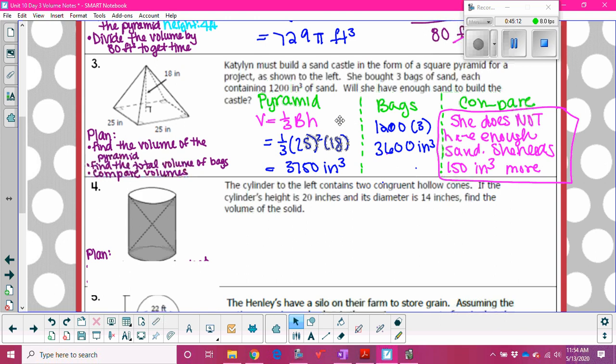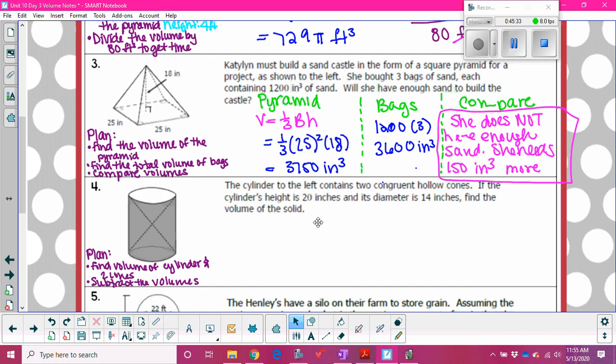Okay, number 4, the cylinder to the left contains 2 congruent hollow cones. If the cylinder's height is 20 inches and its diameter is 14 inches, find the volume of the solid. Okay, so we need a plan. We're going to find the volume of the cylinder and of the 2 cones, and then we're going to subtract the volumes.